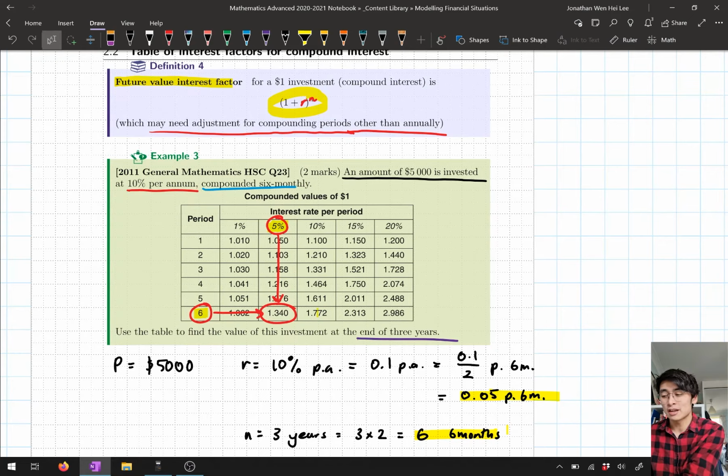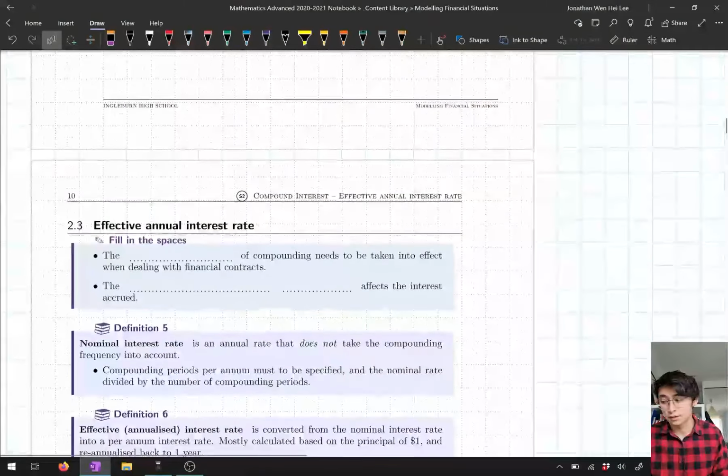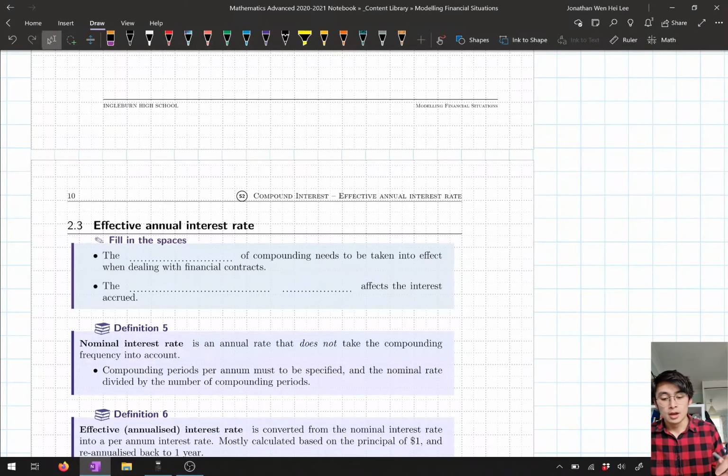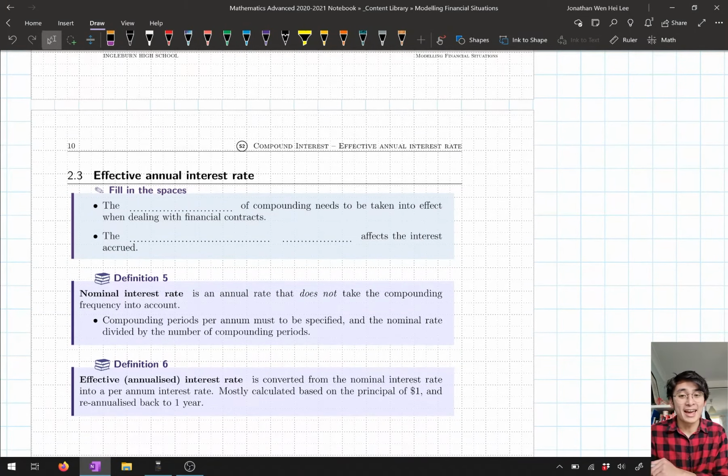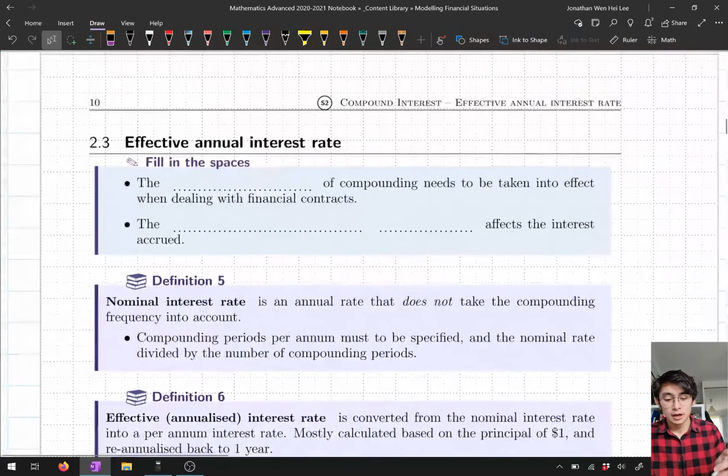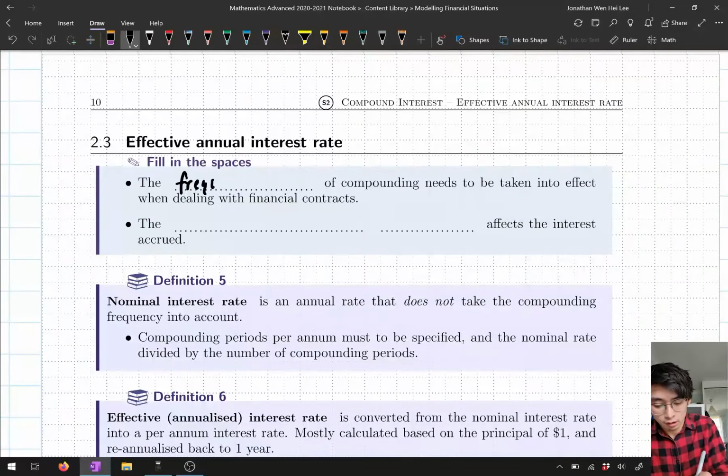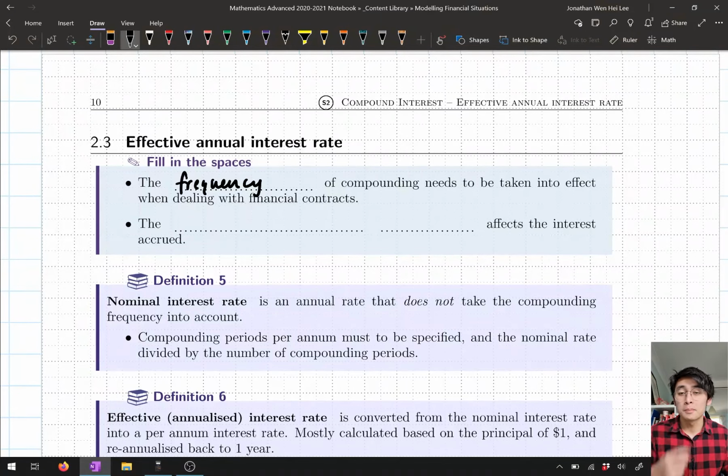Okay, if we flip over the page, now the final thing we're going to talk about in this video is what an effective annual interest rate is. So when we want to compare, this is particularly when we want to compare different interest rates when they've got different compounding periods. So let's just fill in the blanks here. The frequency, so how often the compounding needs to be taken into effect when dealing with financial contracts. So as I said before, the more frequent that something compounds, the quicker your investment grows.